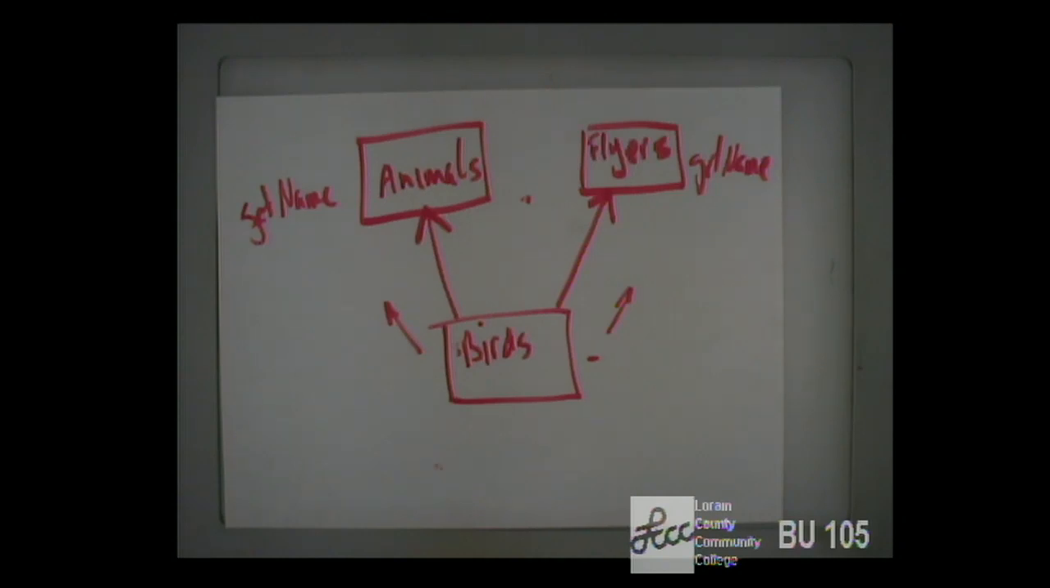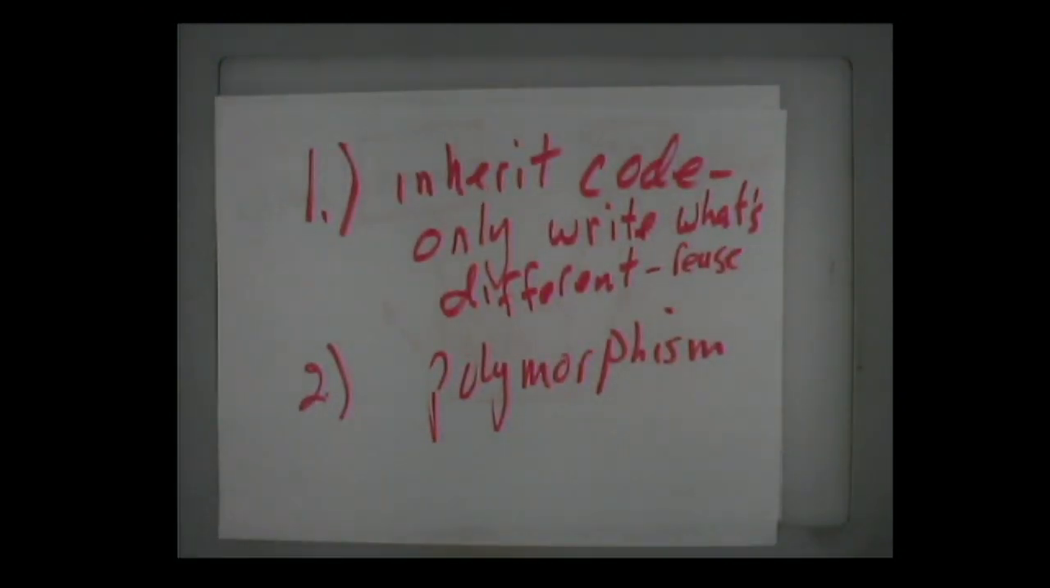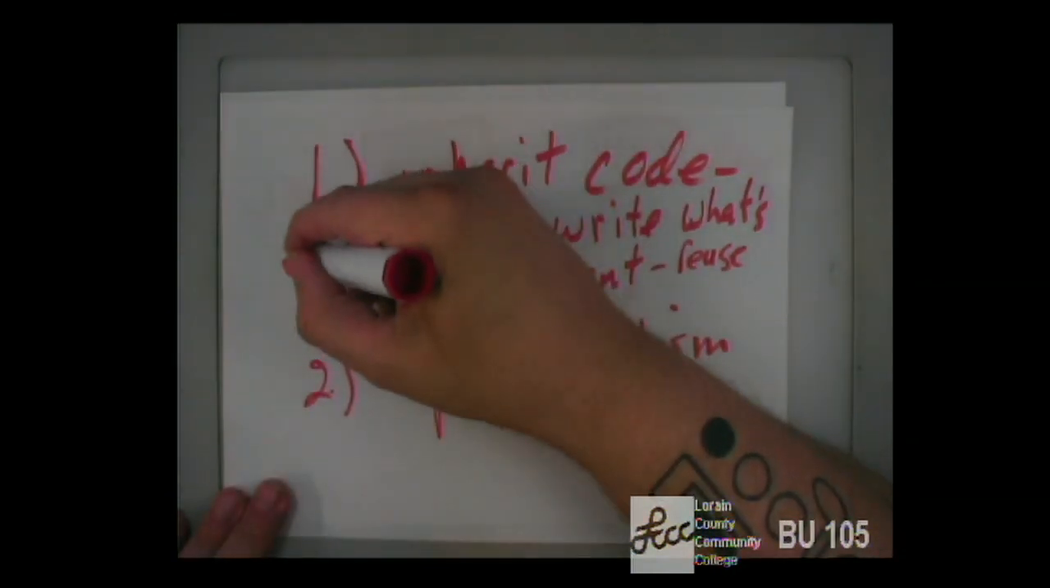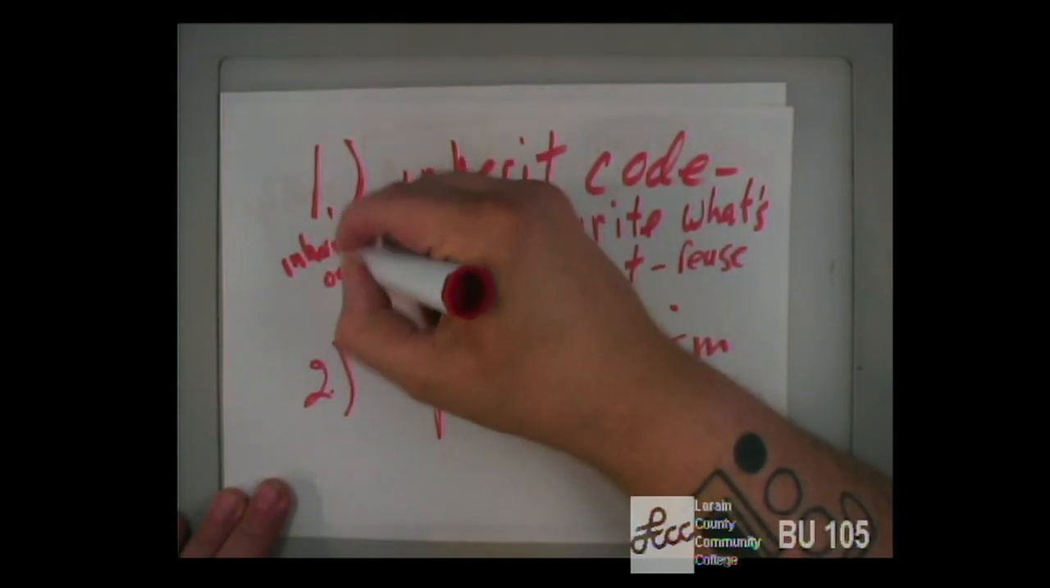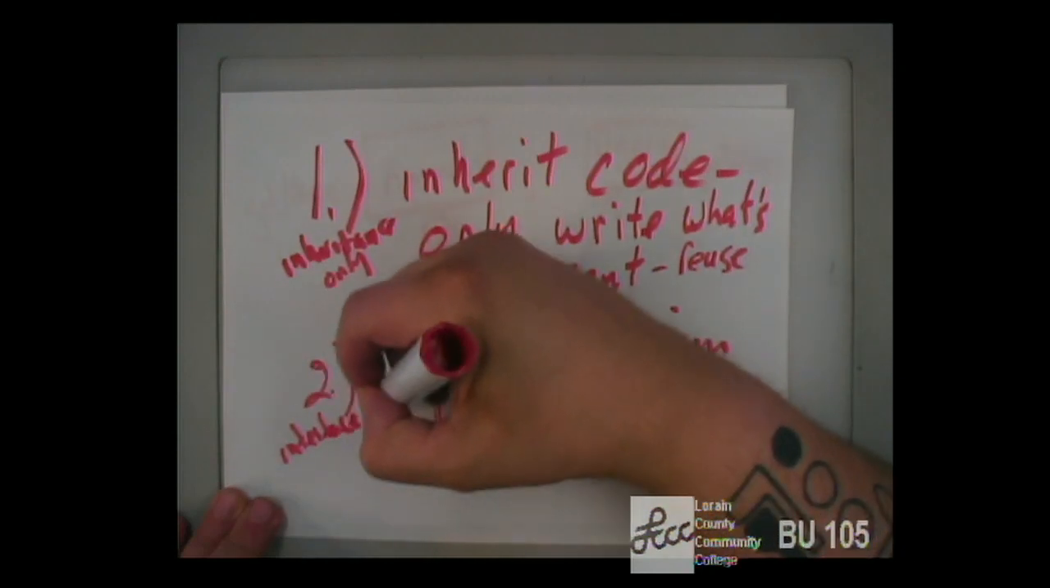Okay? Now, this might sound a little confusing without an example. So I'll pull up an example here in a minute. But the idea is this. Remember the two advantages that you get for inheritance? Inherit code, you only write once, and you only write what's different in the subclasses, and you can reuse code. We don't get that with interfaces. That is only an advantage of inheritance. But polymorphism is also an advantage of interfaces and inheritance. So this one is inheritance only. This one is interface and inheritance.